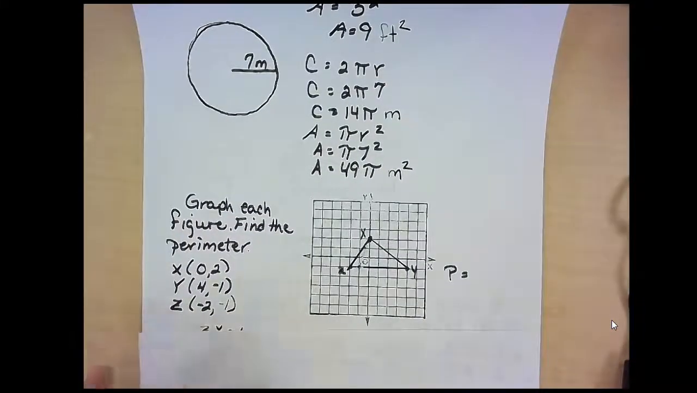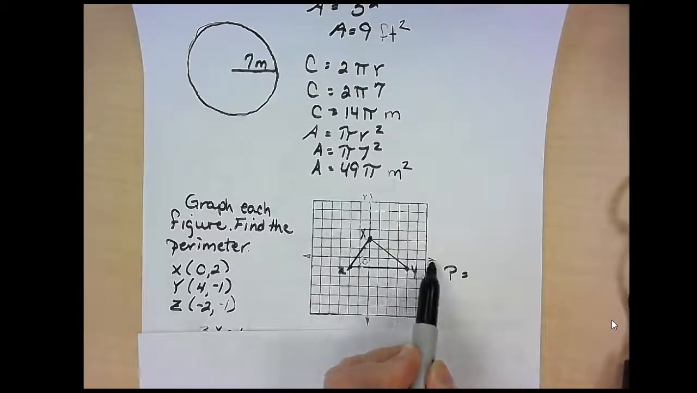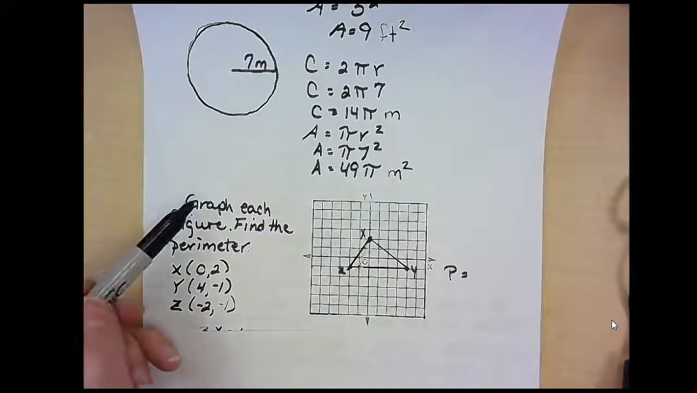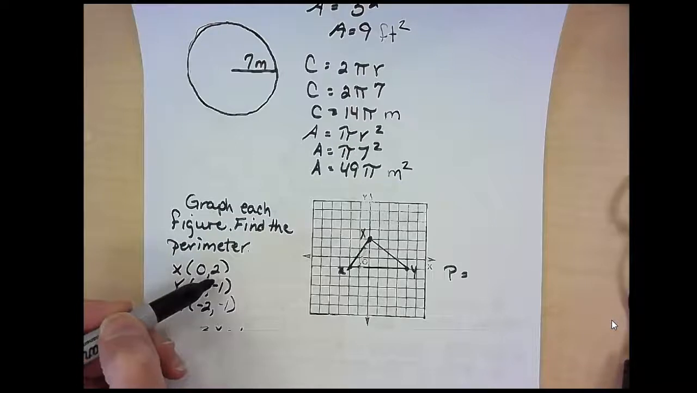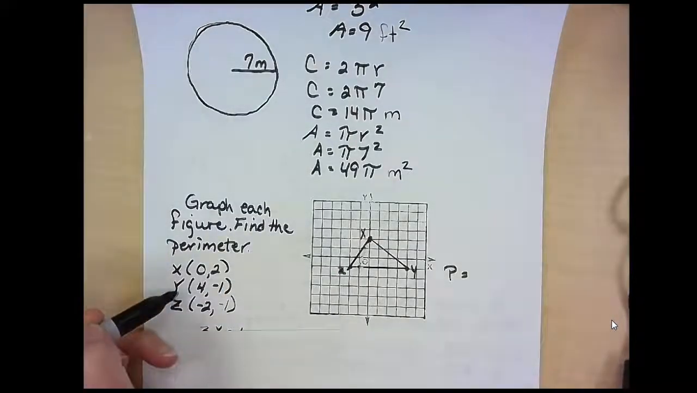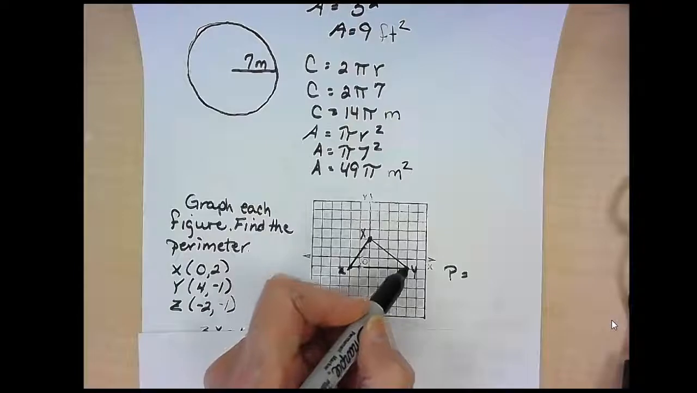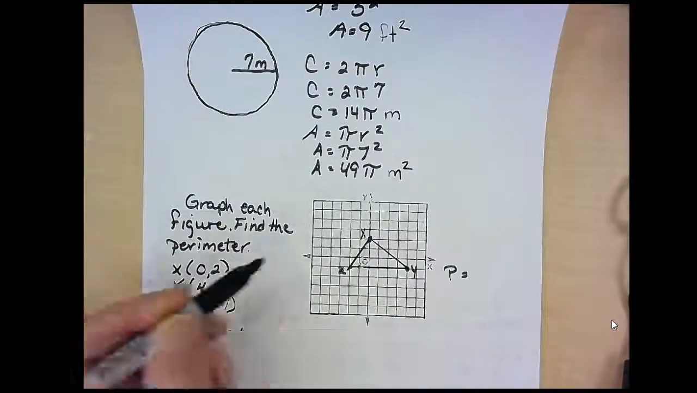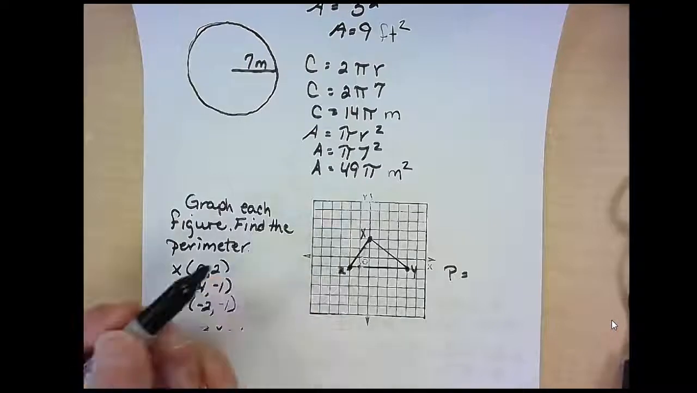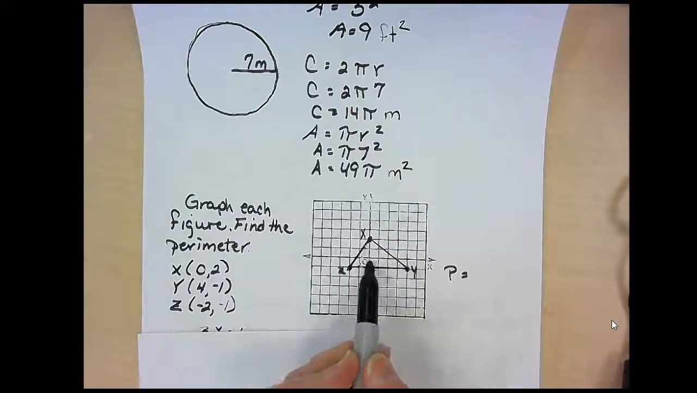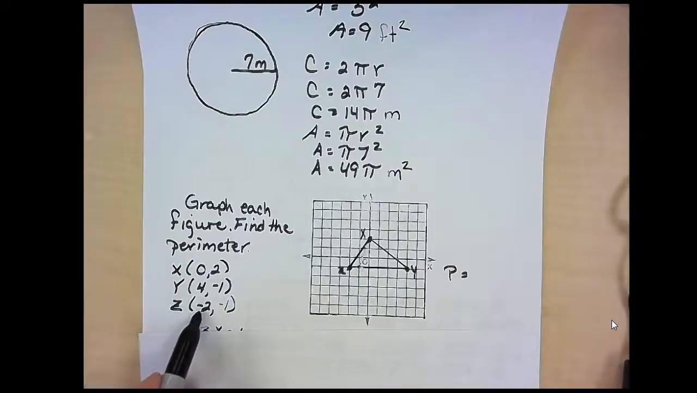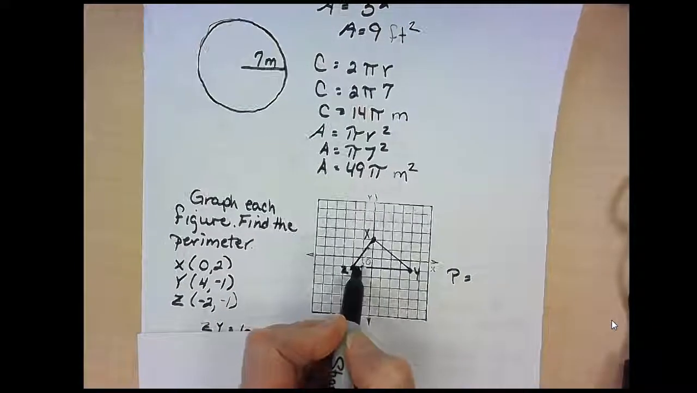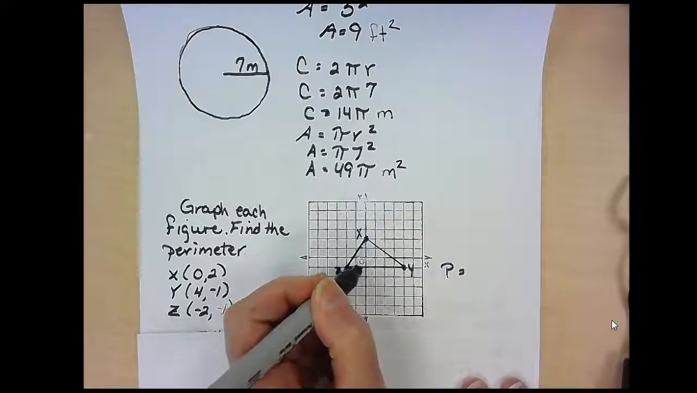So on your XY axis, so again, horizontal is X, vertical is Y, they want to graph each figure, find the perimeter. So we find X is at 0, 2, so I plot that. Y is at 4, -1. Z is at -2, -1. So again, you always do your horizontal first, your X value, and then up or down is your Y. So X, then Y. So I end up connecting all of them, and I have a triangle.